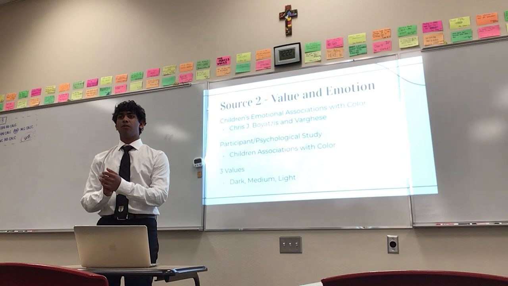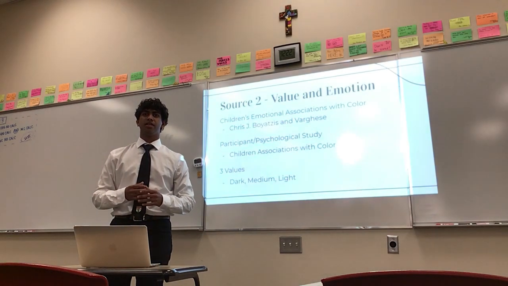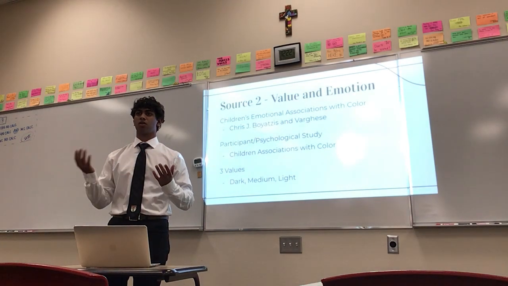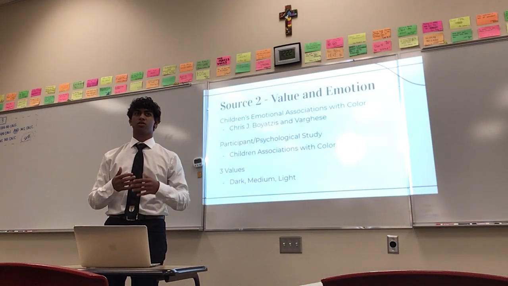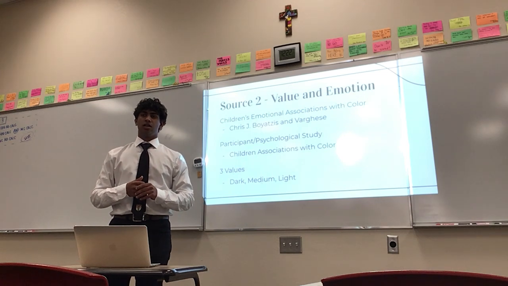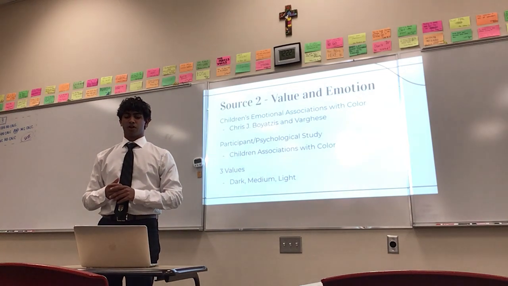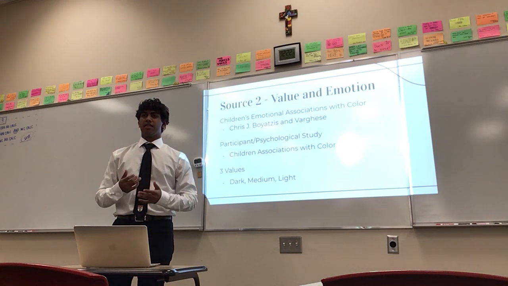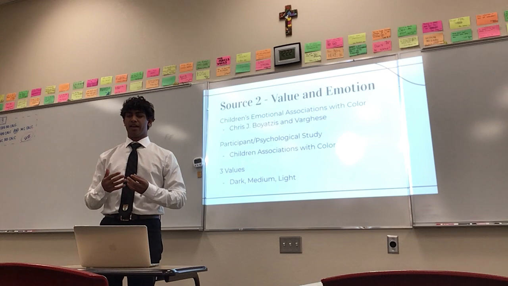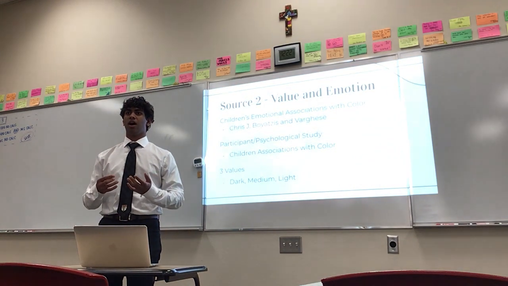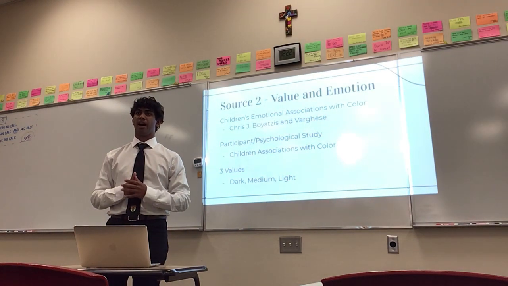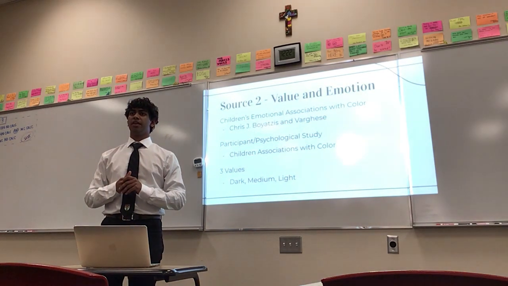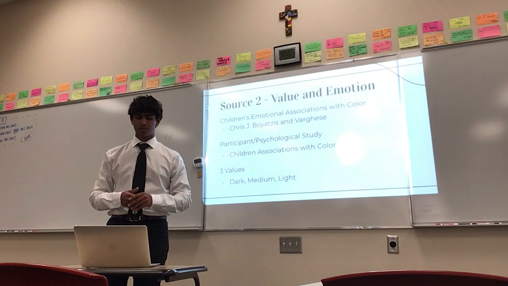The second source I looked at was value and emotion. Value is how bright something is. It's how dark or light a certain color can get or a certain piece can get. The 2 people that looked into this were Chris J. Boyatzis and Varghese. And they utilized children and they associated that with color and each having a different value to it. And what they found was as colors went from lighter to darker, they grew inside of negative emotion.